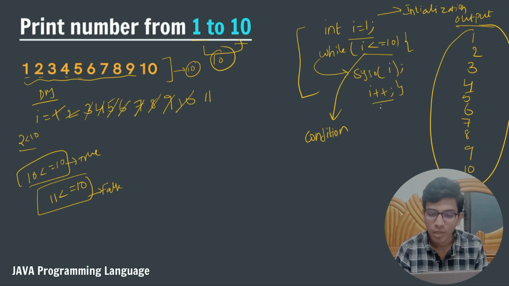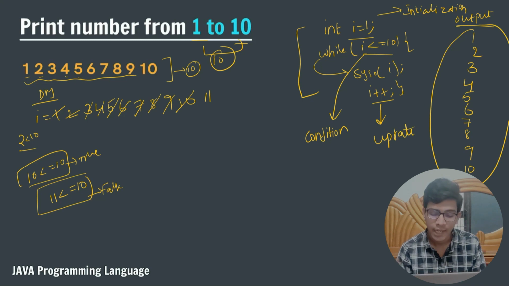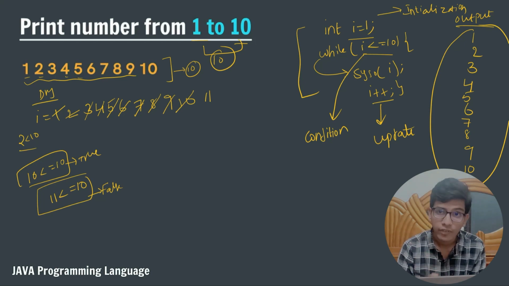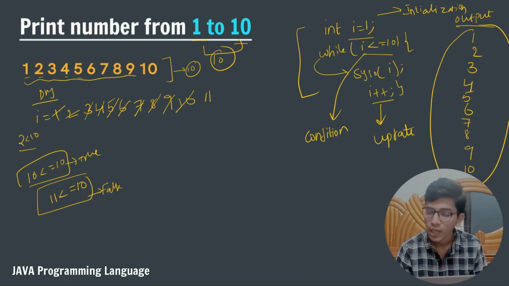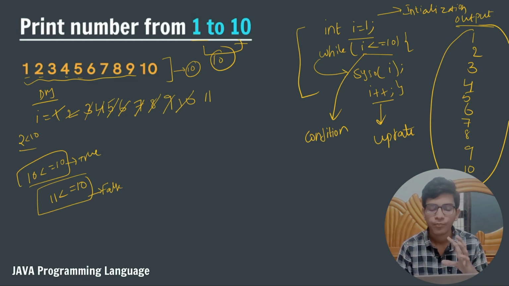And this i++ is known as the updation step. Remember, I am telling you again and again that if we don't give an updation step in our condition, or if I give a particular condition which is always true, then our loop will go into infinite looping, and it will run up to infinite times until our storage becomes full. So this is the working of our pseudo code to print numbers from 1 to 10.